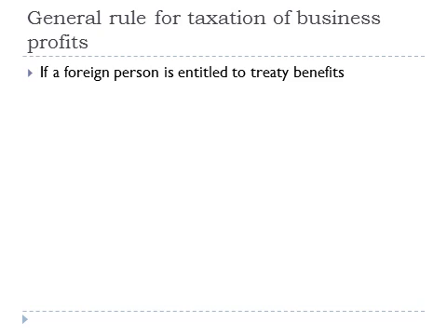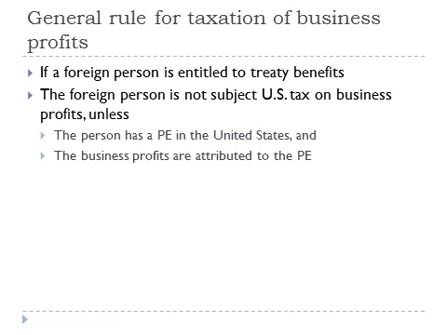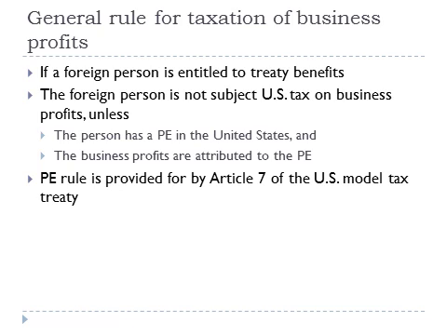If a non-resident alien or foreign corporation or other taxable entity is a resident of a country with which the United States has a tax treaty, and if the foreign person is entitled to the benefits of that treaty, then the foreign person is not subject to U.S. tax on business profits unless two tests are met. The foreign person has a permanent establishment, or PE, in the United States, and the business profits are attributable to that PE. This permanent establishment rule is provided by Article 7 of the U.S. Model Tax Treaty.